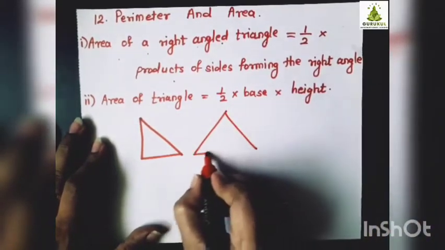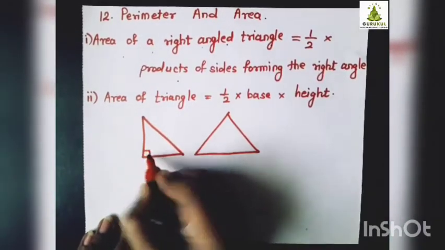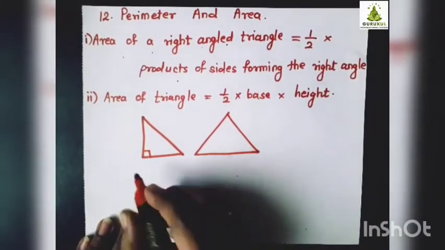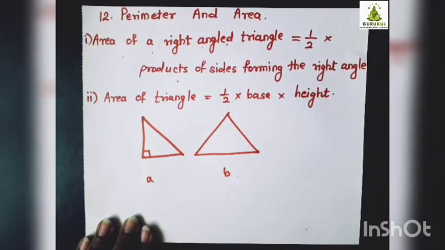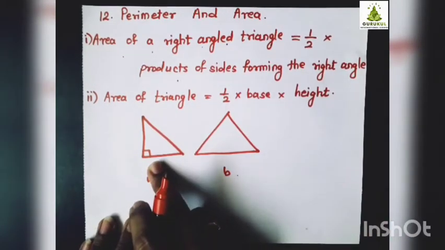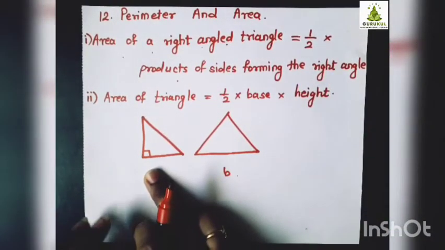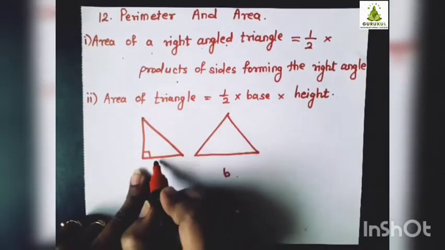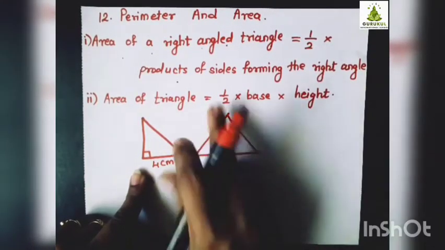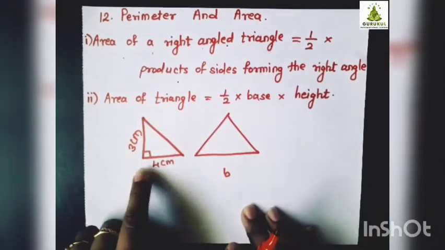Here are two triangles I have drawn. One, as I have drawn the symbol here, the first figure is a right angle triangle and the second figure is our normal triangle, scalene triangle. Now as you can see in the first triangle, the first formula, area of a right angle triangle: if we have a right angle triangle and if we know the lengths of the sides forming the right angle, means the two sides which form the right angle.